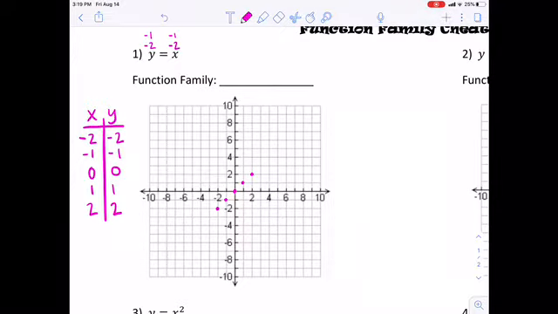Now, if I connect these dots, you might notice that they give me a straight line that looks like this. Since this graph creates a line, the name of the function family is linear. Hopefully you can hear the word line in the word linear. So that's that function family.